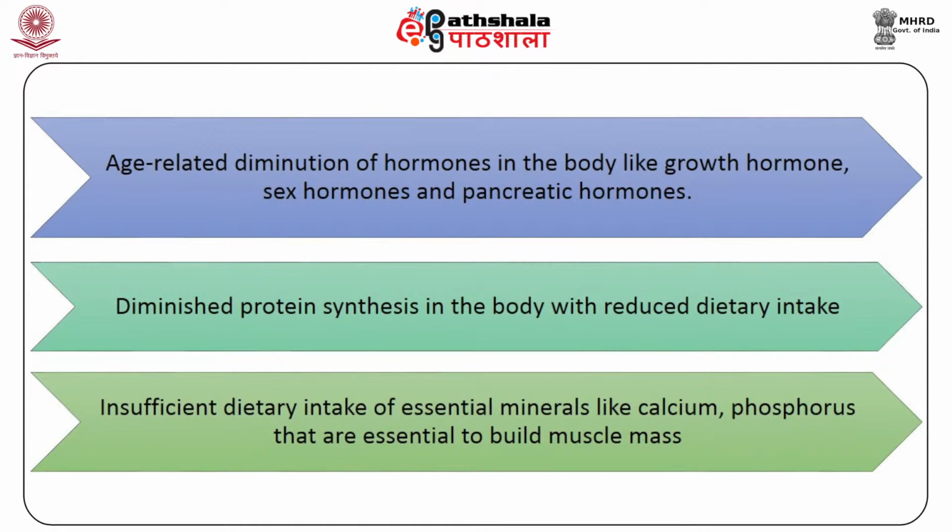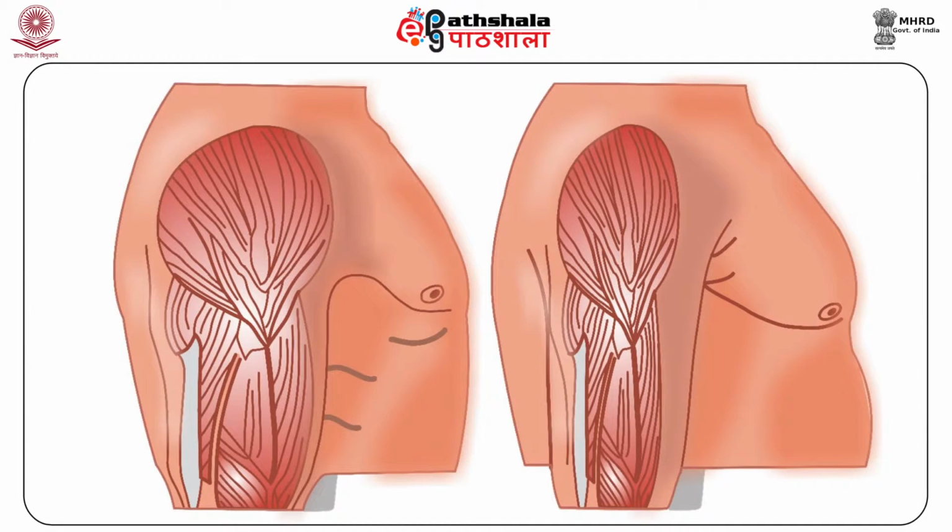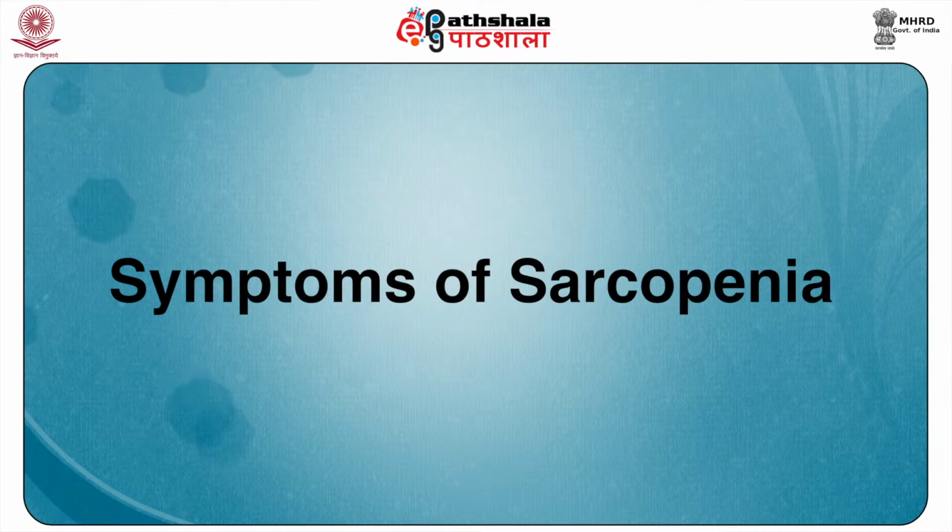Age-related diminution of hormones in the body like growth hormone, sex hormones and pancreatic hormones. Next is the diminished protein synthesis in the body with reduced dietary intake. Also, insufficient dietary intake of essential minerals like calcium, phosphorus that are essential to build body muscle mass. The figure shows the normal muscle mass which is in the left and the muscle wasting or sarcopenia in the right. Let us now discuss the symptoms of sarcopenia.